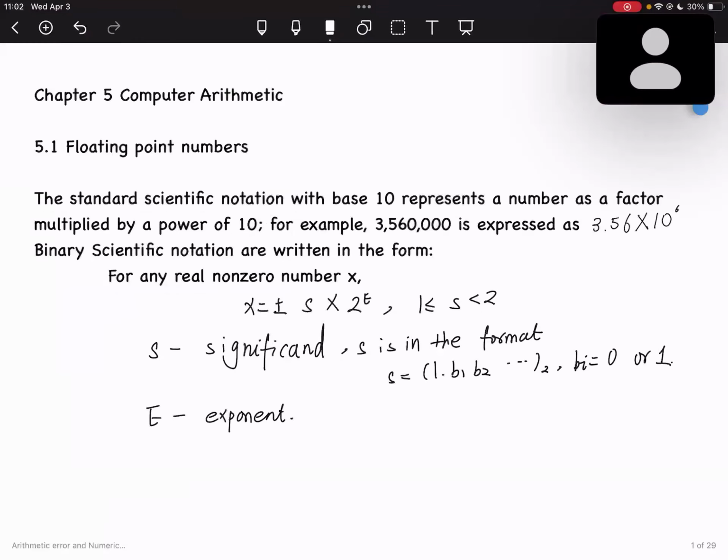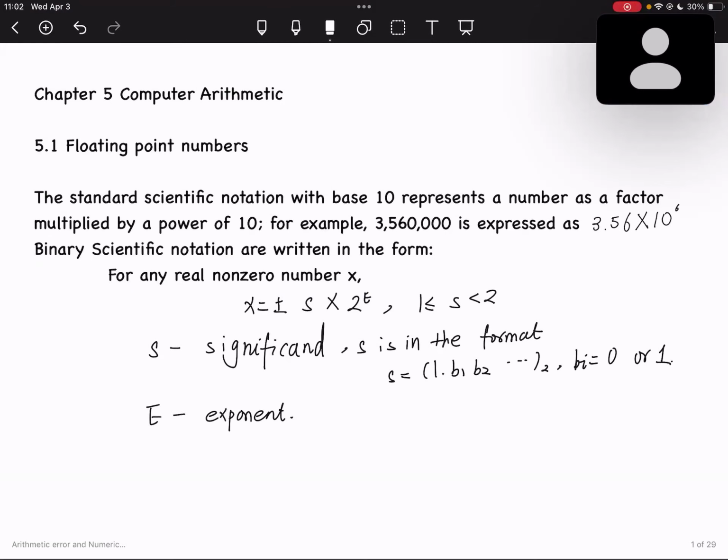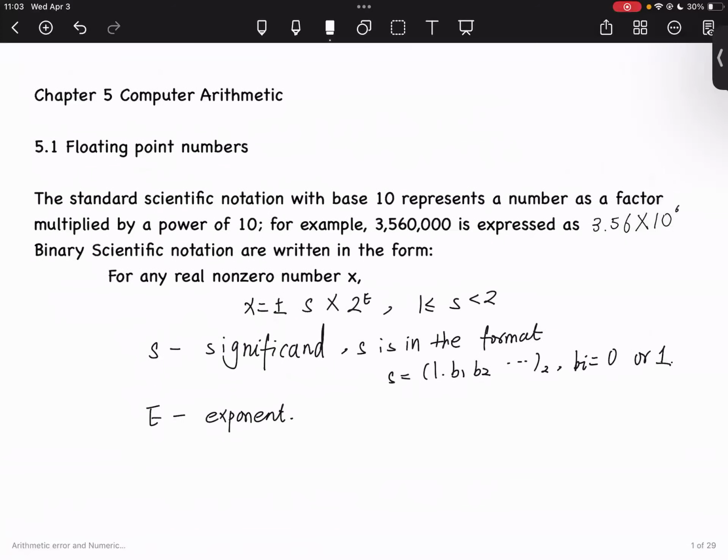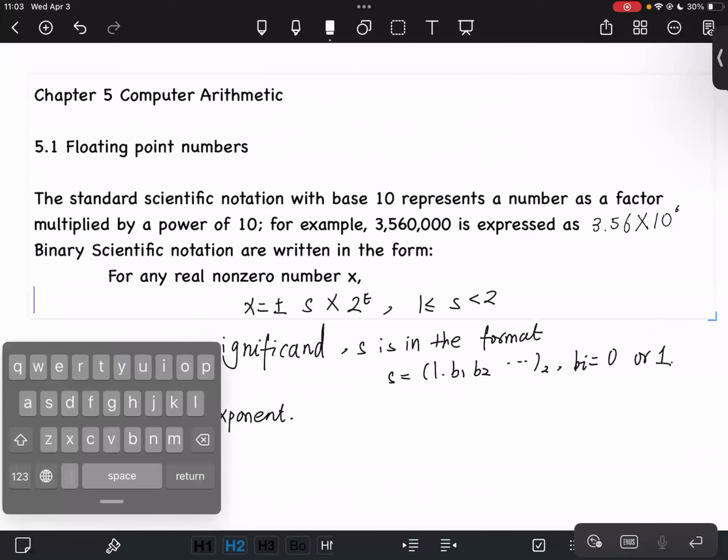Hi, class. This is the first class where we talk about some actual numerical methods. So this is chapter 5, and it's about computer arithmetic. The first lesson we're going to talk about today is floating point numbers, or representation.